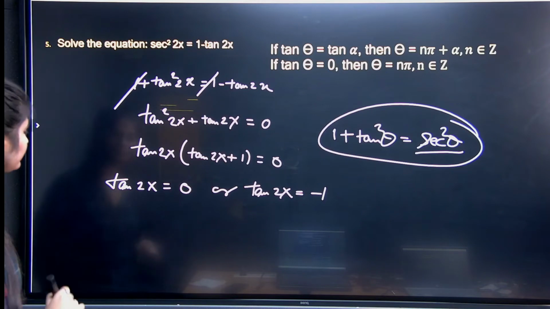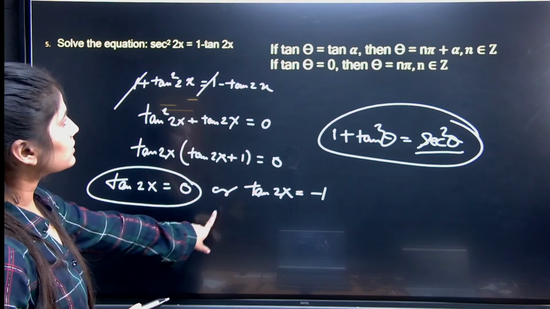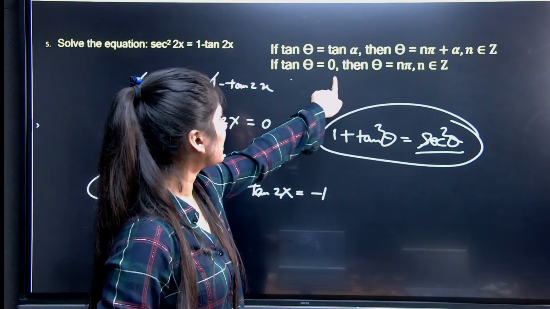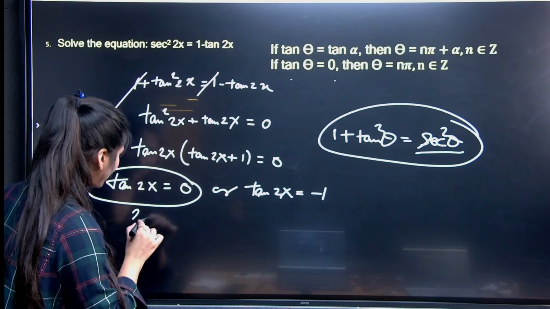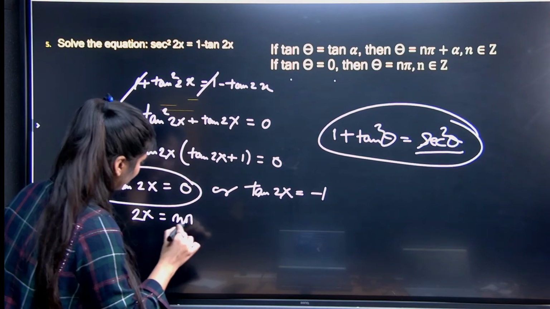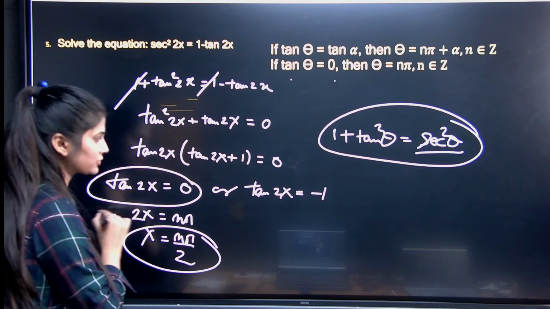Now it is of the form tan theta is equal to 0. This one, tan theta is equal to 0. Then theta is equal to n pi. So 2x is equal to n pi. So x is equal to n pi by 2. So this is a general solution.